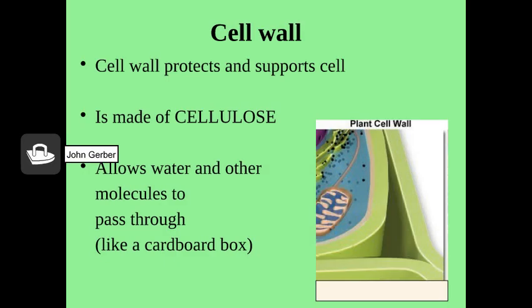The outer barrier of the cell is called a cell wall. It's made up of cellulose, long carbon compounds, and the cell wall is not alive, it's actually dead. Water can pass through easily, and there are spaces between the cell walls.